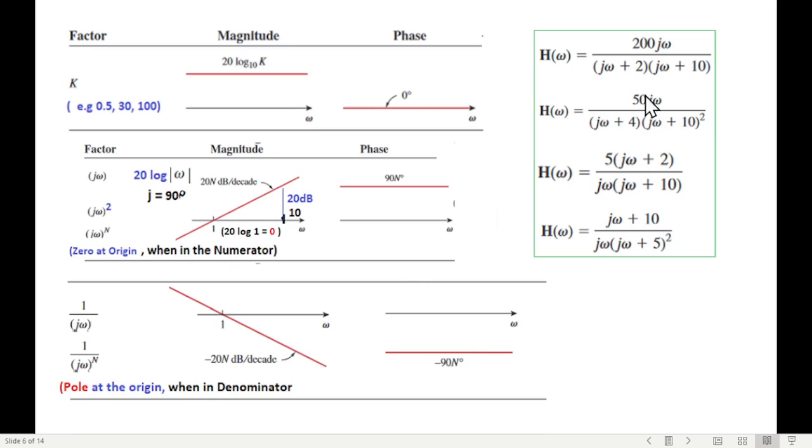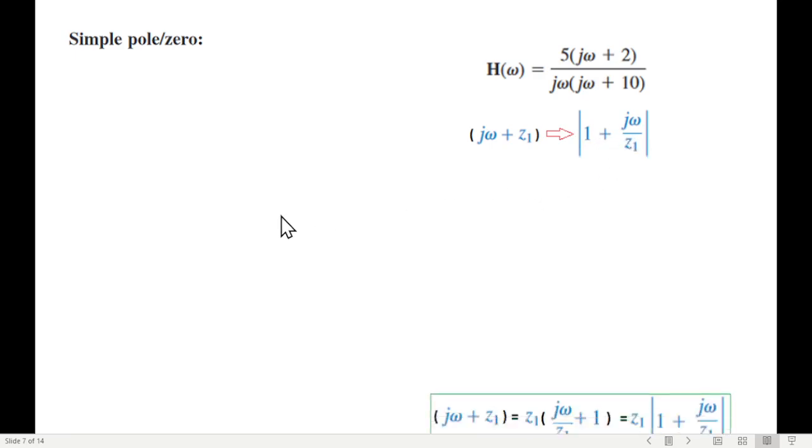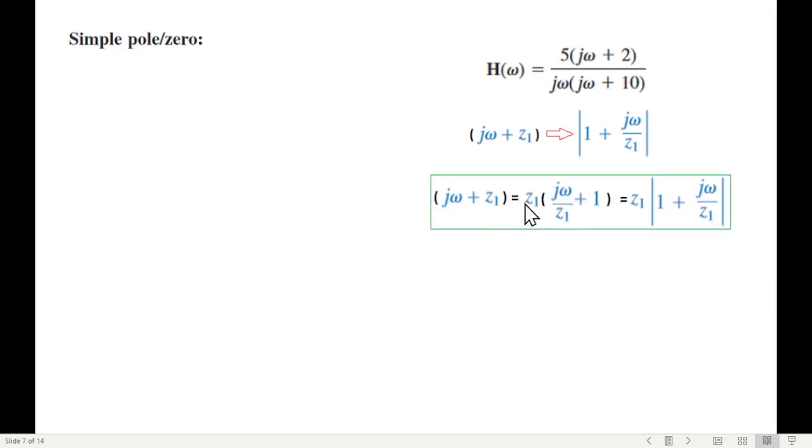So this was the j omega term, and now let's see the third term, which is called simple pole or simple zero, which is something added with j omega, some constant, like j omega plus 2 or j omega plus 10. As we had discussed, we will convert this into the standard form. By dividing, and taking z1 common, we get this term. So this will be our standard form.